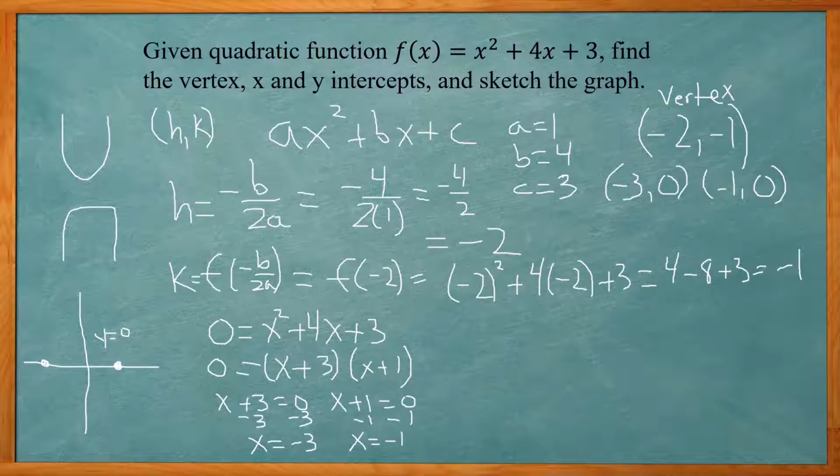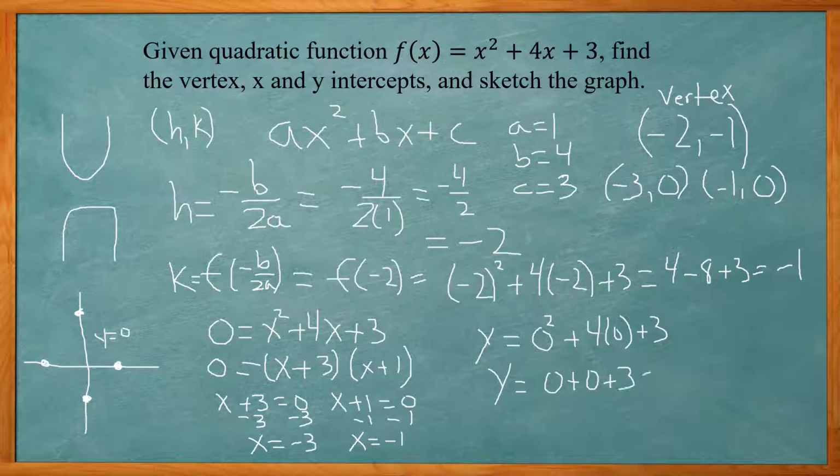Now to find our y-intercept, remember that's right on the y-axis. So our coordinate for x is going to be 0 this time. So we basically have y equals 0 squared plus 4 times 0 plus 3. You put in 0 for our x terms. It's going to be 0 plus 0 plus 3, which is going to add up to just 3. So we have our y-intercept at 0, 3.